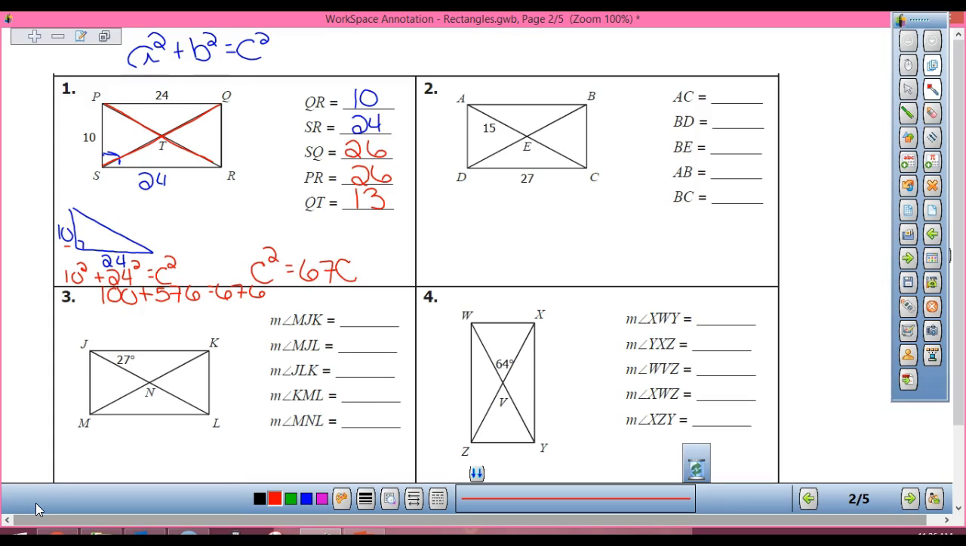All right. Number 2. AC has to be what, Marissa? Has to be 30 because, good, diagonals bisect each other. BD then is going to be what, Keely? 30, because we found AC, right? And then we needed BD. So my diagonals are congruent, yep. All right, so then BE has to be what, Kenar? Has to be 15, how come? Good, diagonals bisect each other. All right, that means AB is gonna be what, Kara? 27, how come? Sides are congruent.